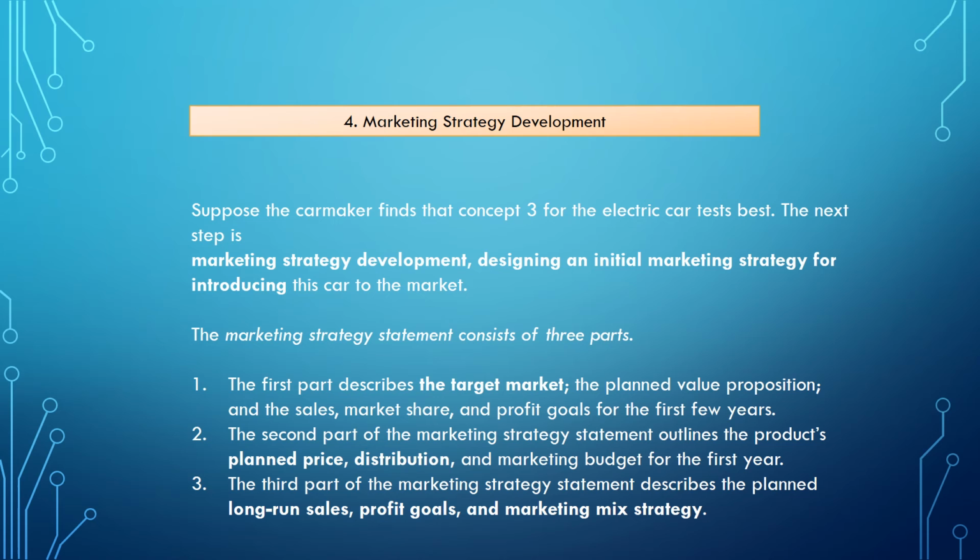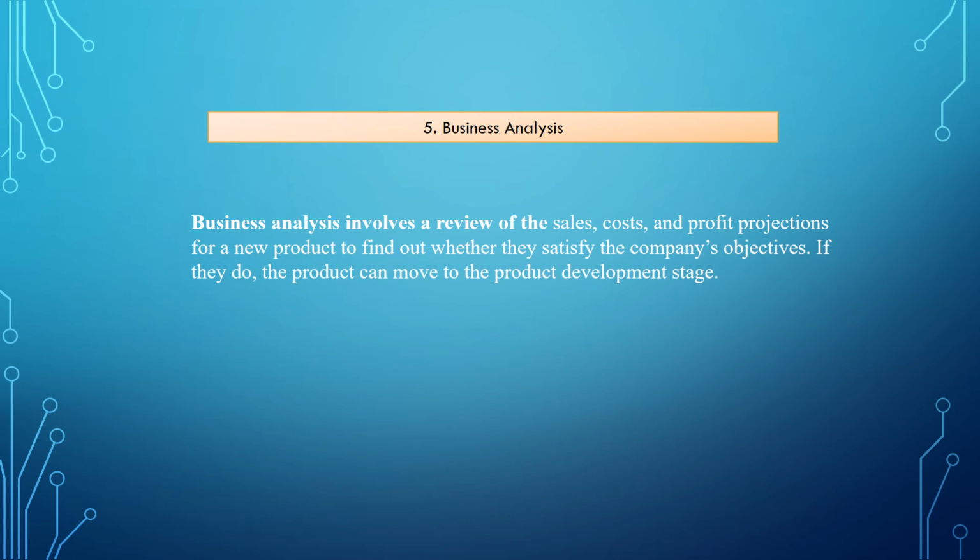Once you're done, the second part of the marketing strategy statement outlines the product plan, price, distribution, and marketing budget for the first year. So usually in marketing strategy, we mostly focus on the 4Ps and STP. It is 4P plus STP: product, price, place, and promotion. What is your product, price, and distribution, how you promote it, segmentation, targeting, positioning. And the third part of the marketing strategy statement describes the planned long-term sales, profit goals, and marketing mix strategy, which is the fourth stage, developing the marketing strategy.